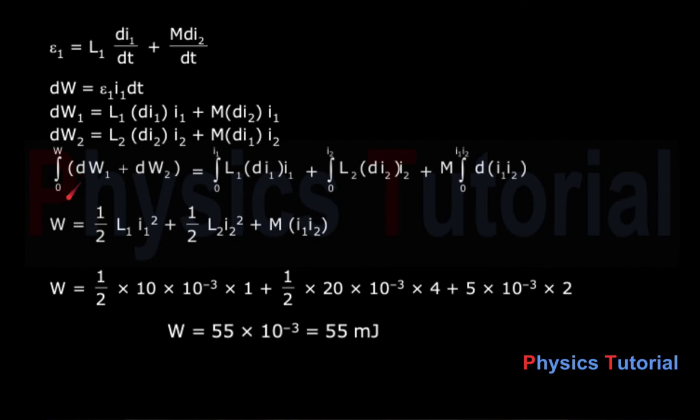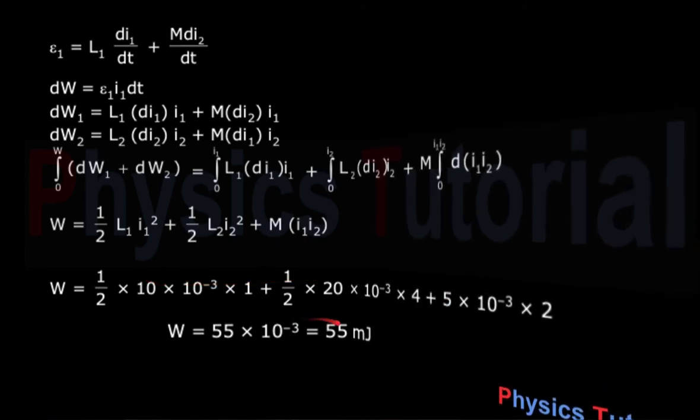So from 0 to W, the entire work done dW1 plus dW2 is equal to the integration of this whole sum. So what do we find over here? From 0 to I1, L1 I1 di1, L2 I2 di2, and M, that is I2 di1, both of them. So what do we conclude? Half L1 I1 squared, half L2 I2 squared, and M I1 I2. The integral of one is simply x. So substituting the value, you get 55.